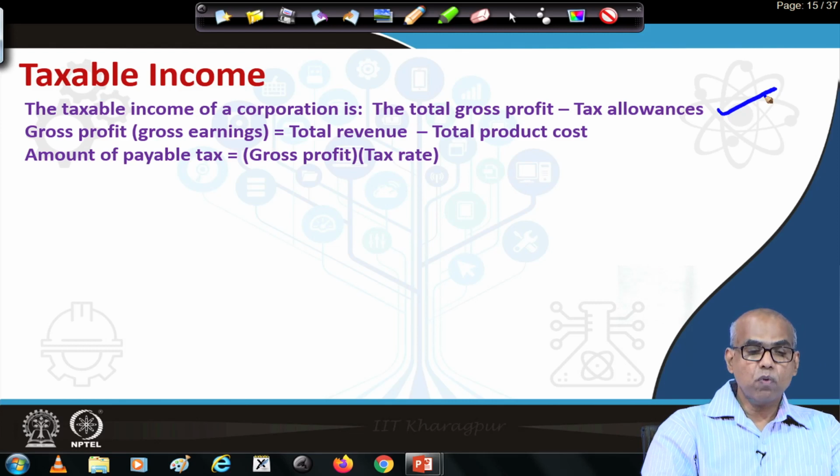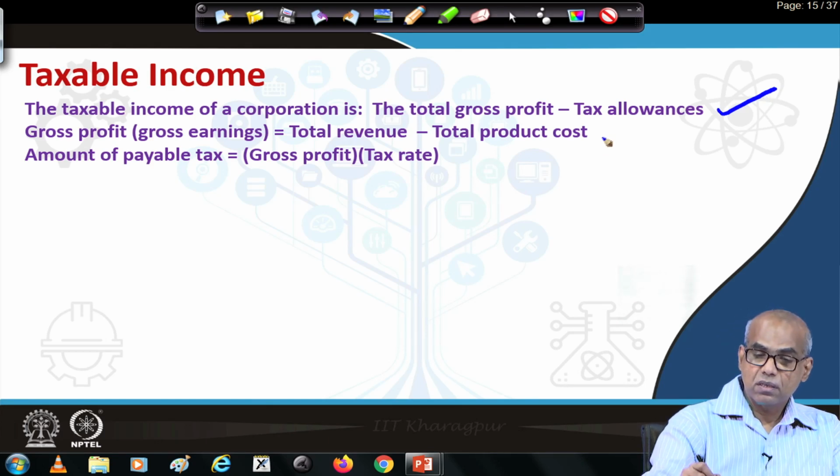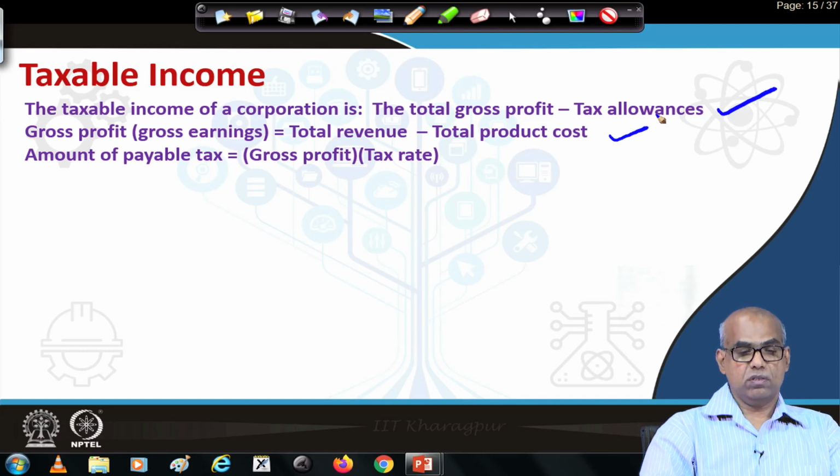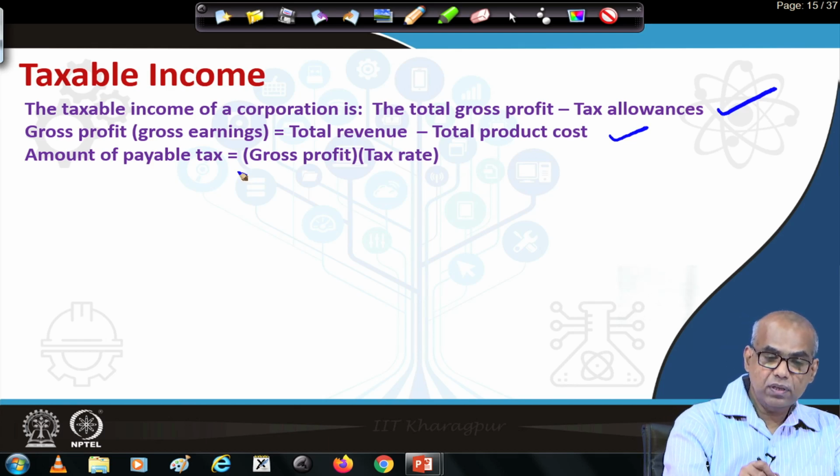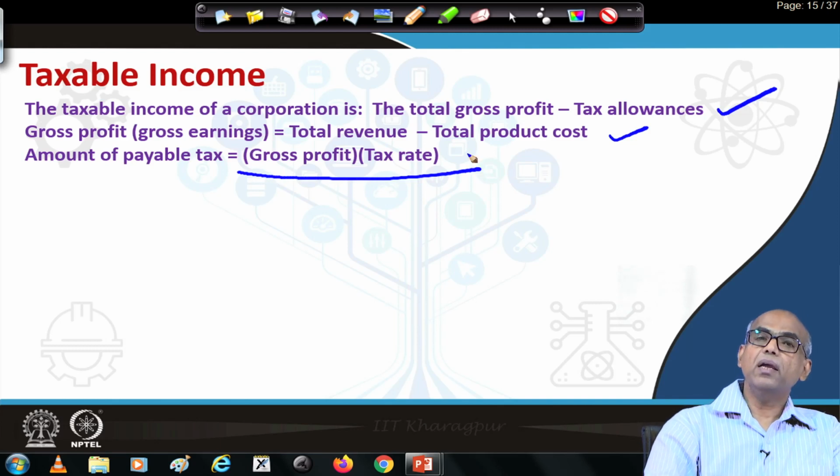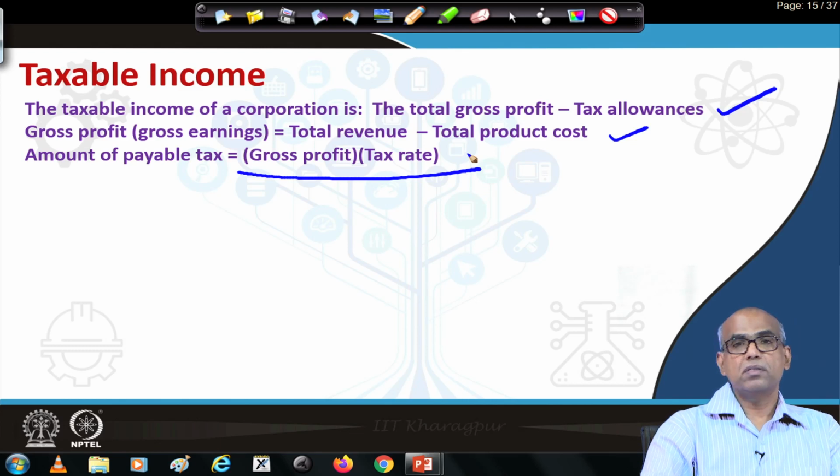So, what is total gross profit? Total gross profit is also known as gross earning. So, gross profit or gross earning is total revenue minus total product cost. Now, the amount of payable tax is gross profit multiplied by tax rate. So, tax rates may be 20% or 30% depending on place or depending on country. Different countries have different tax rates.